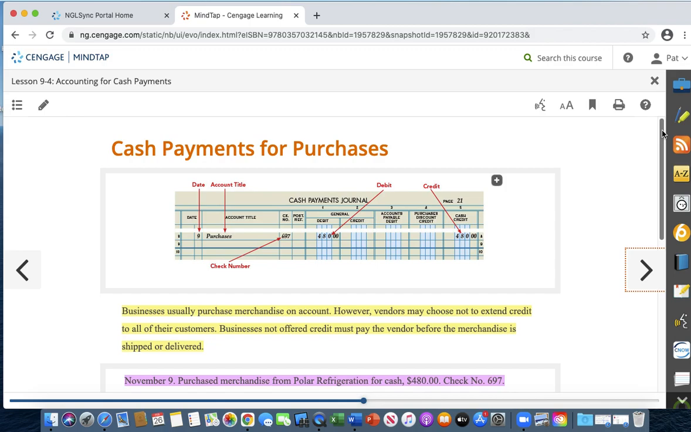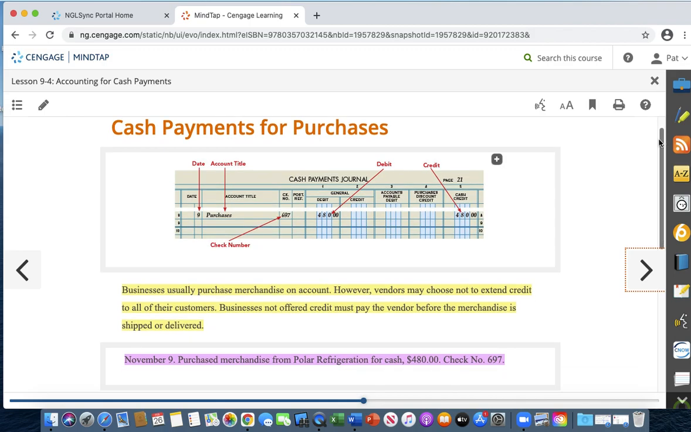So those are a few transactions. Now, before we said we were going to put all purchases on account in the purchase journal, right? Well, sometimes we might go to a different town, different company, or we just want to pay cash. Like somebody might not want to give us credit, or we don't have store credit, or we just want to pay cash for merchandise. So like on November 9th, it says we purchased merchandise from Polar Refrigeration for cash, $480.